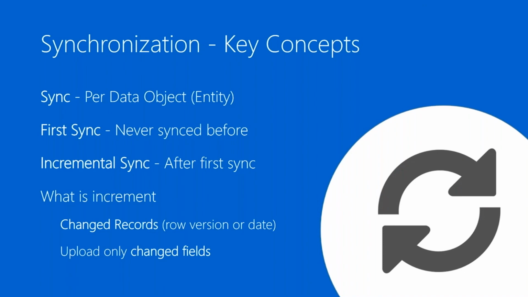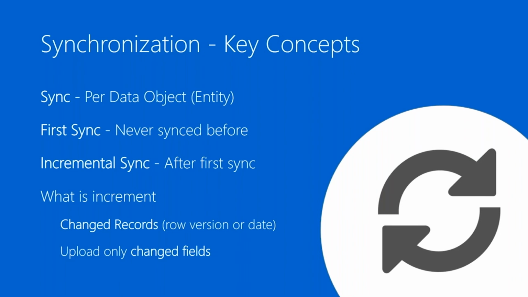There are a couple of key concepts about synchronization. For example, we always synchronize per data object, so every entity is synchronized separately. We have the first synchronization, which means that there is no data in the mobile application, and the mobile application needs to get data from the server. So it will load all the records from the server, or all the ones that comply with the sync filter, and that is what we call the first sync.